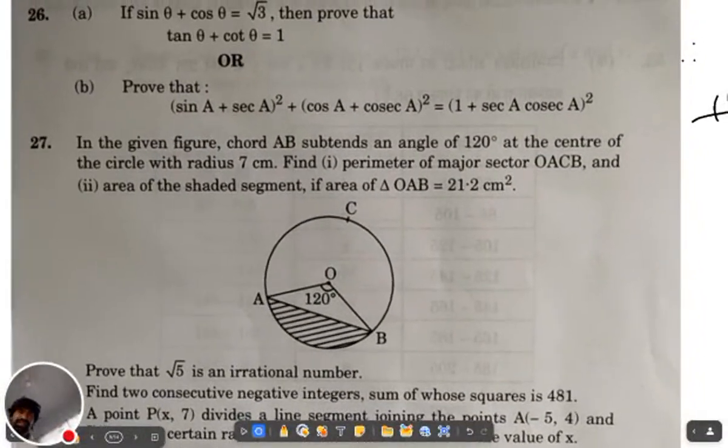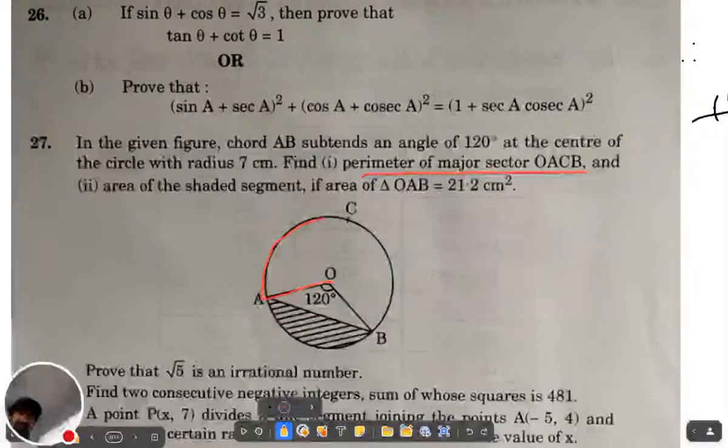Next, 27th question. What is the 27th question? In the given figure, chord AB subtends an angle of 120 degrees at the center of the circle with center O and radius 7 centimeters. So there is a circle with center O and of radius 7 centimeters. Now a chord AB, this chord AB is making 120 degrees at the center. Find the perimeter of the major sector OACB. Major sector. This OA, this CB.